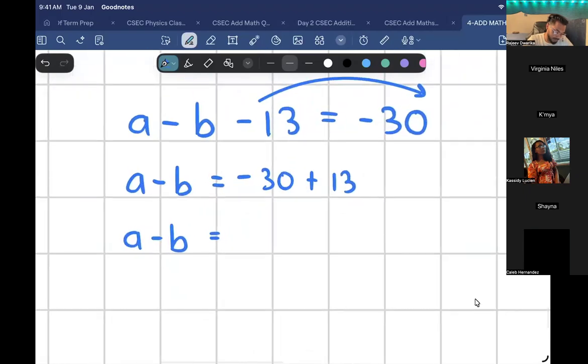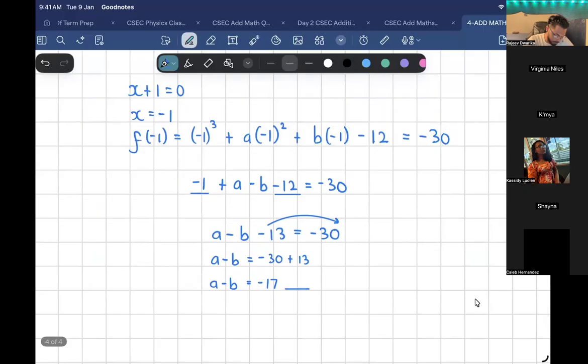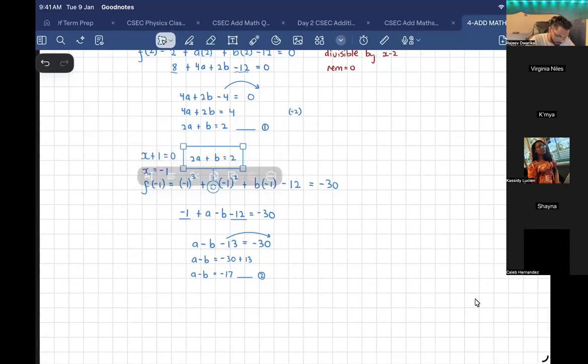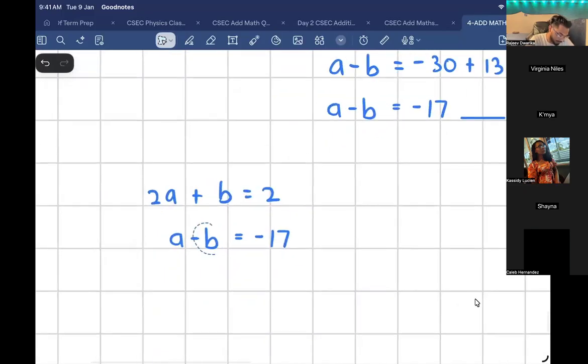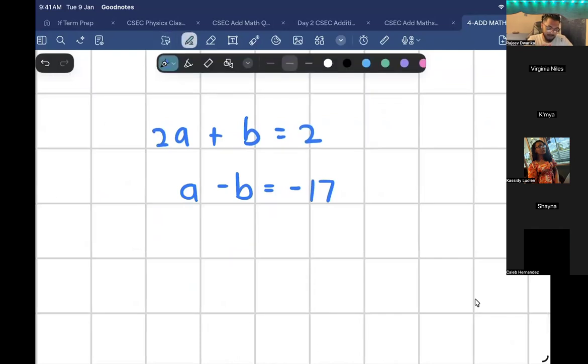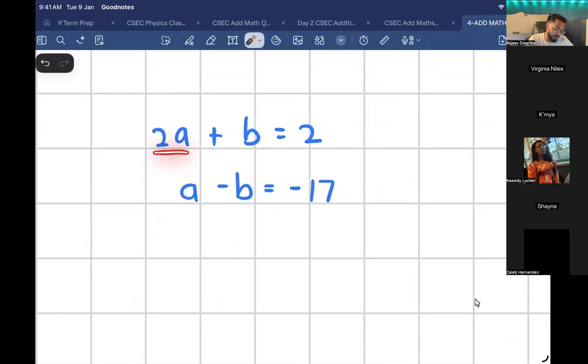Minus 30 plus 13 is minus 17. Yes, sir. Alright, so we have two equations. What do you think we should do? Substitution or elimination? Elimination. I agree. Now remember, if you have the same coefficients, you do what? Subtract. And if you have opposite coefficients, you do what? Add. Right. Did we have the same or opposite here?